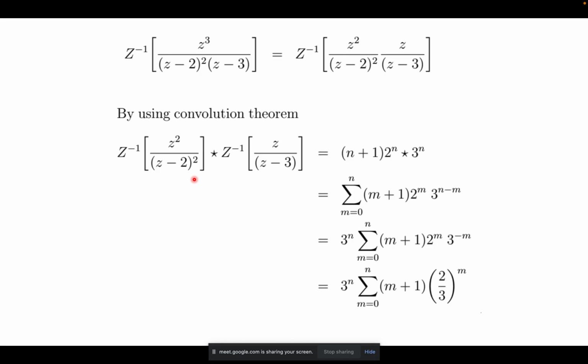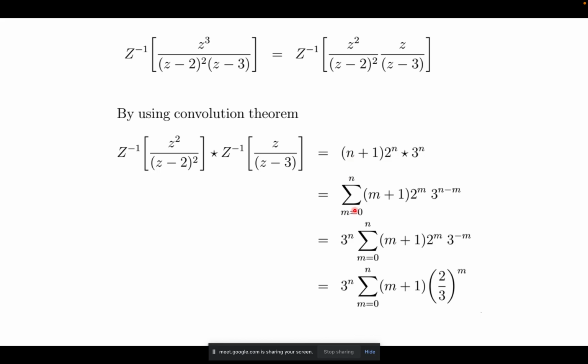z upon z minus 2. So you already know the inverse Z transform of z upon z minus 2 is given by 2 power n, right? Similarly, now you can take the convolution of 2 power n with 2 power n and you will get this inverse Z transform. Okay.